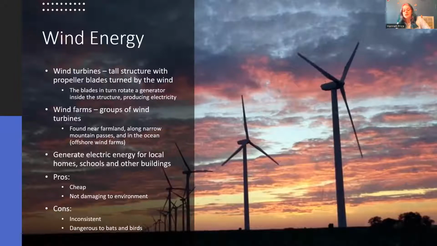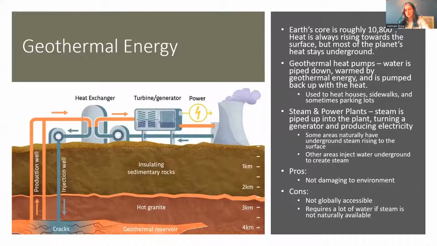This generates electricity for local homes, schools, and other buildings, so a bigger area is powered through wind energy, and it's cheap and it's not damaging to the environment, but it's inconsistent. So you have to have wind for these things to be going, so it's not enough to be the only resource we use. Also, it's dangerous to local bats and birds because the turning is inconsistent, and so they can't get a feel for the speed, and they can often be hit.